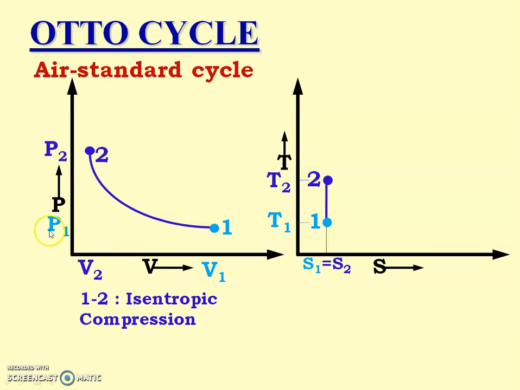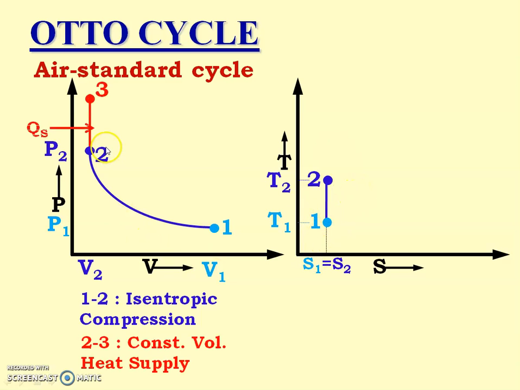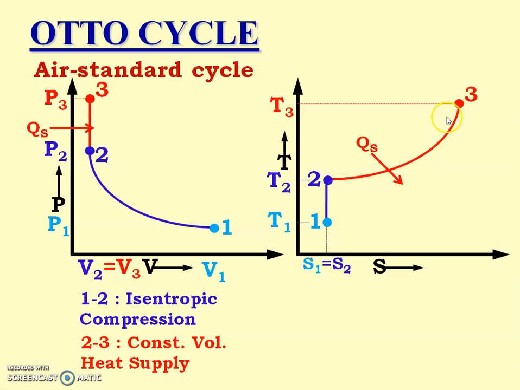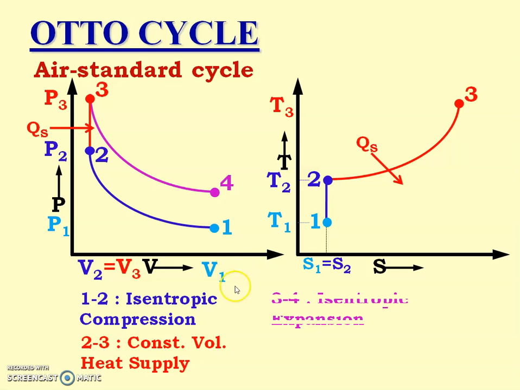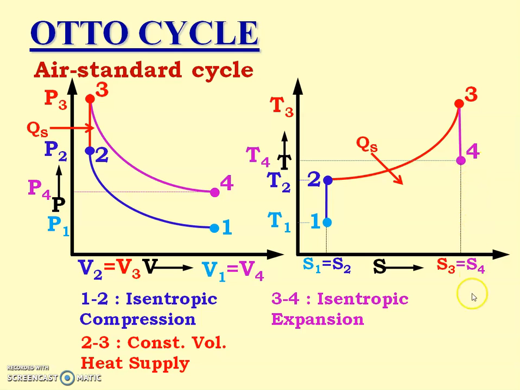Process number 1-2, that is the isentropic compression, and on the TS diagram it is a vertical line. Process number 2-3, constant volume heat supply, that is vertical line on PV diagram and curve on TS diagram. Process number 3-4, that is isentropic expansion, that is curve on PV diagram and vertical line on TS diagram.